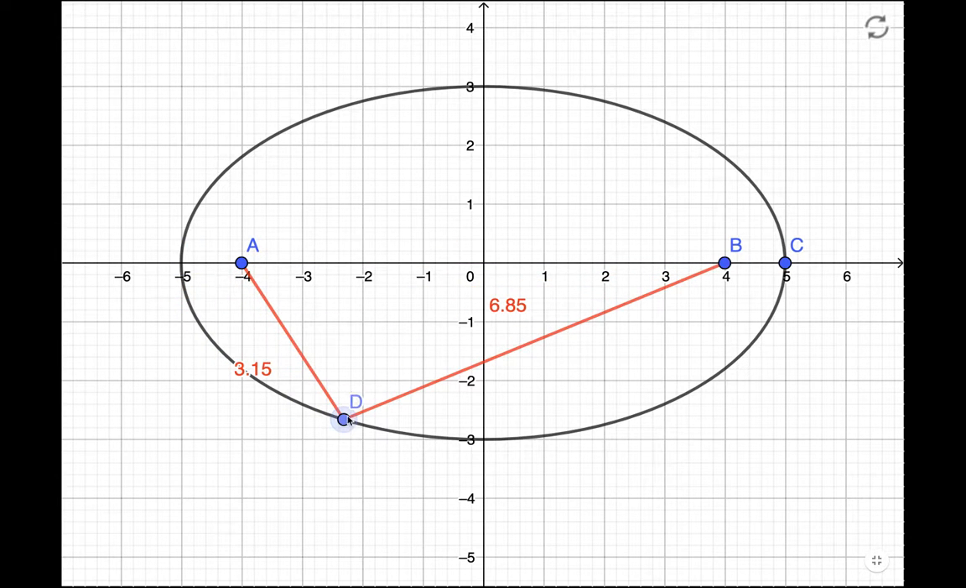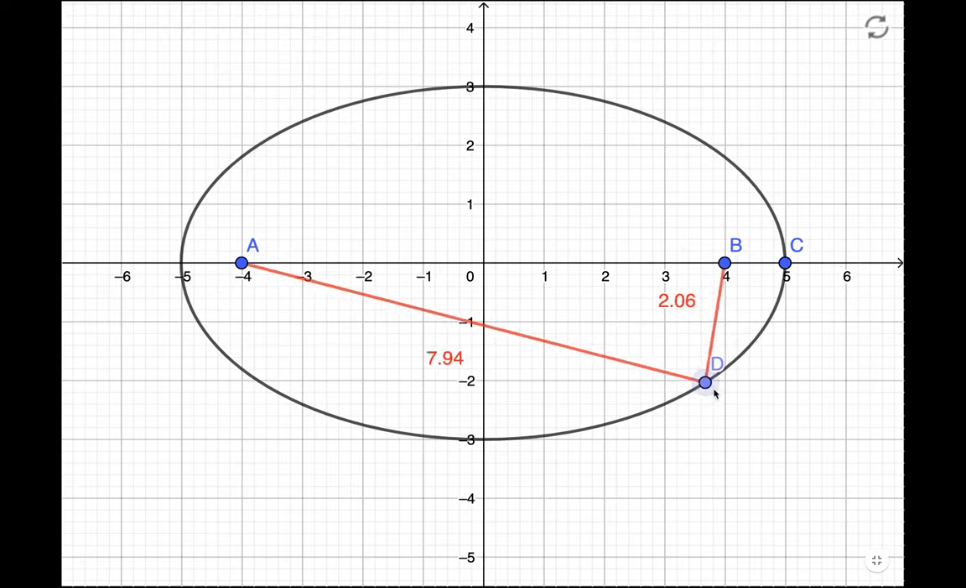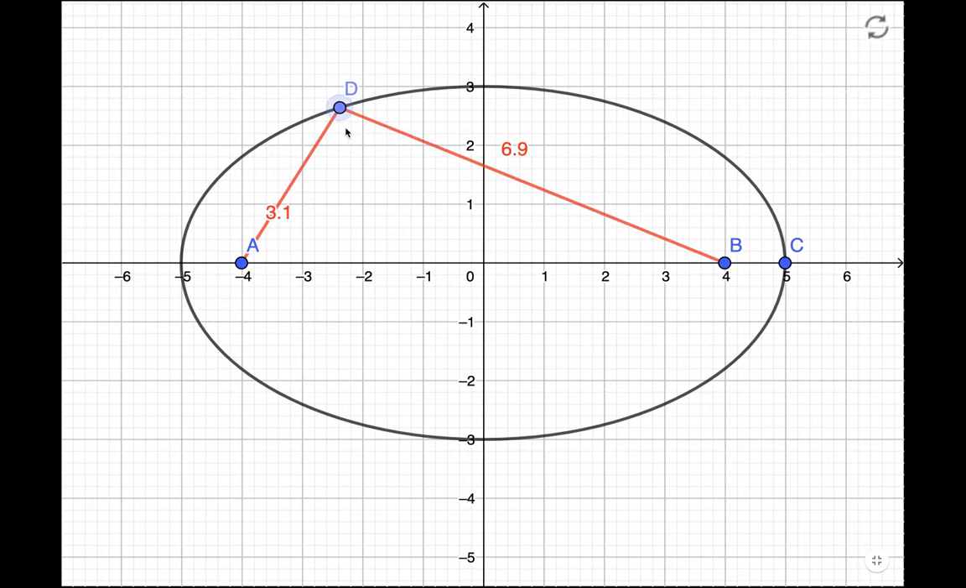So no matter where I'm at on the ellipse, the distance of these two line segments added together, the distance from the point to both foci added together, is always a constant. This one happens to be 10. This ellipse happens to also be centered at the origin. We're going to talk about centering at the origin and where the foci are.